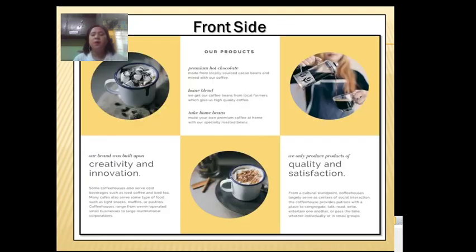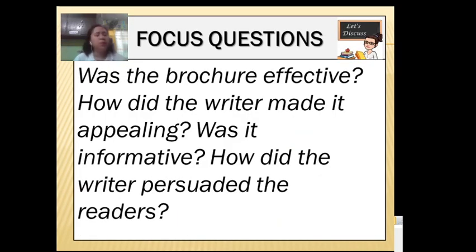Next, on the back side they have their product. What is their product all about? And there are other words that again describe their product. Creativity and innovation, quality and satisfaction are all adjectives or descriptive words of their products. Now, was the brochure effective? Do you think that the brochure was effective? To understand if this brochure is effective, how did the writer make it appealing?